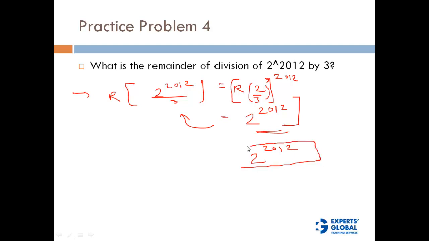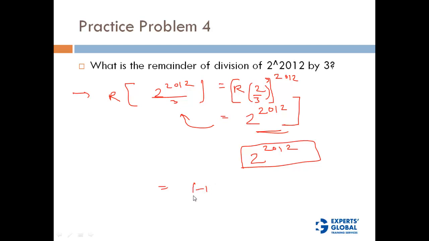So how do we go ahead now? We use the same method, but instead of calling it remainder of 2, we'll call it remainder of -1, which is technically, mathematically, the same thing.